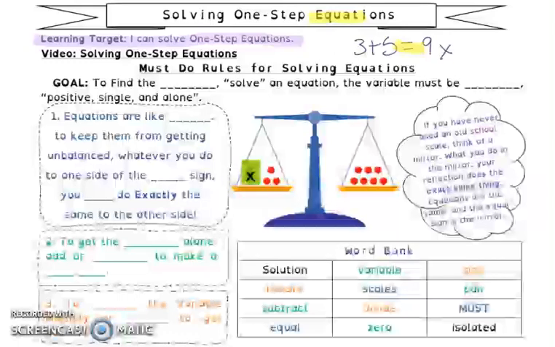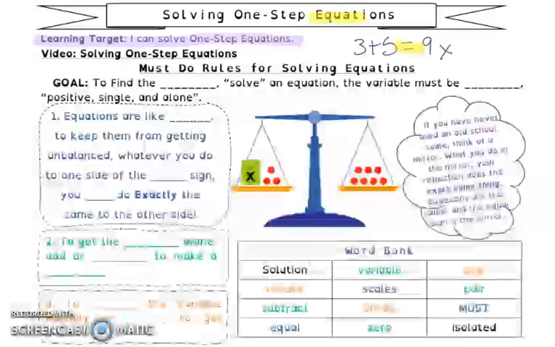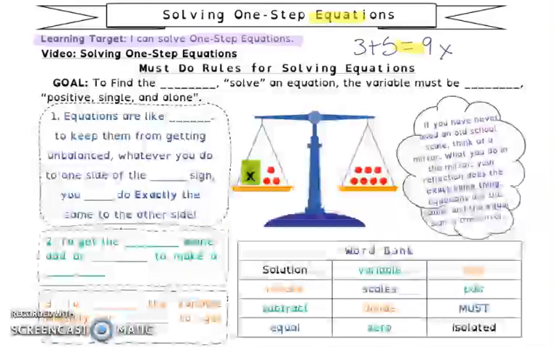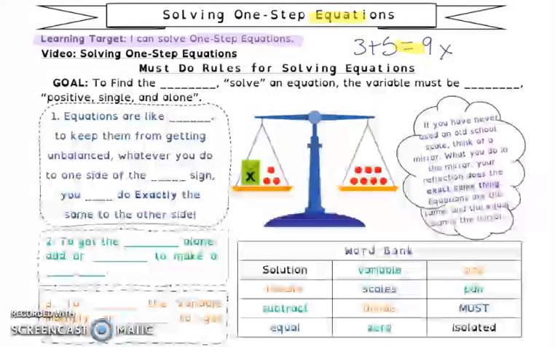So now if we look down, you can see that there are 3 rules. There's a goal and 3 rules for how you can solve equations. Notice it says for solving equations, not solving one step, not solving a specific number of steps. This is for solving all equations.